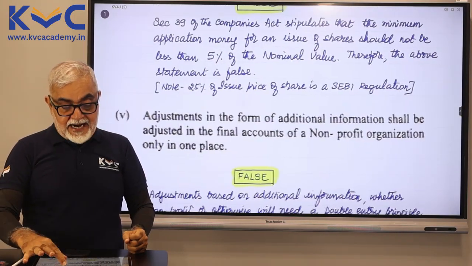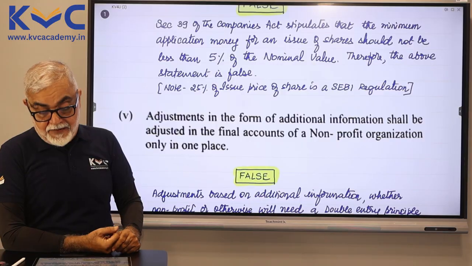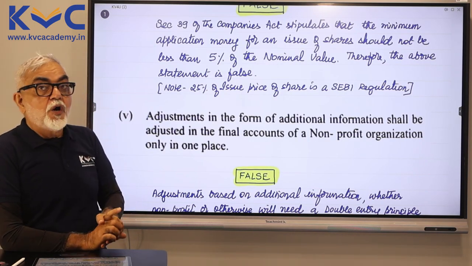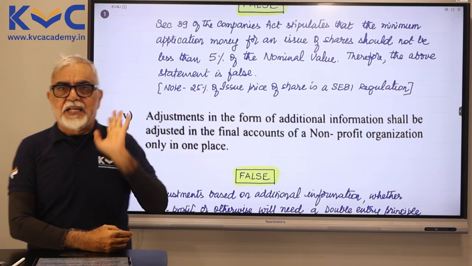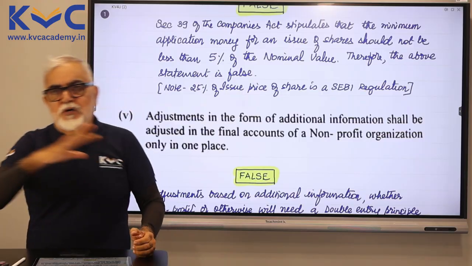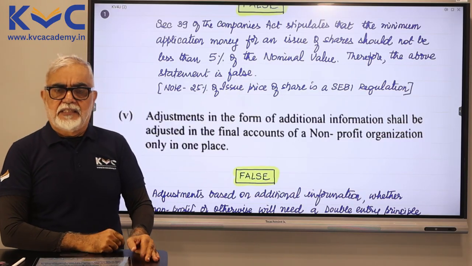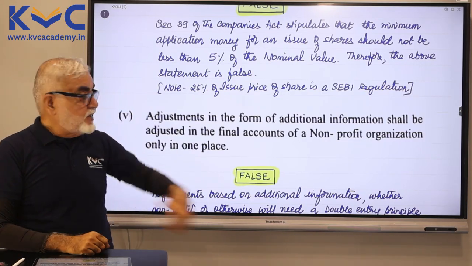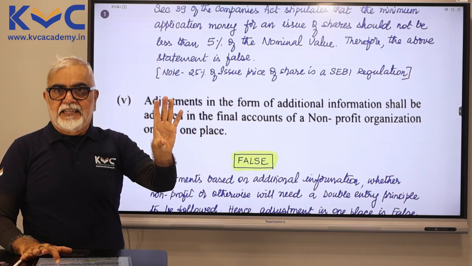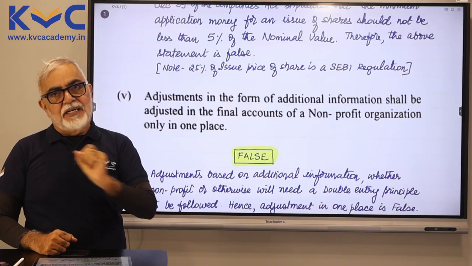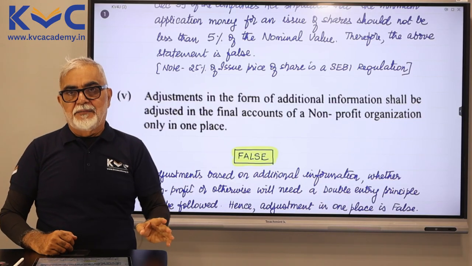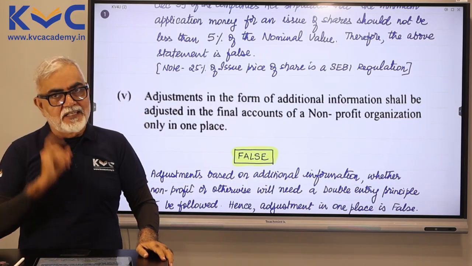Question 5. Adjustments in the form of an additional information shall be adjusted in the final accounts of an NPO only in one place. The rules of accounting, whether it is an NPO or not an NPO, is still double entry. It has to come in two places. Therefore, this again is false. What will you write? Statement being false, highlight the false and say any adjustment in the form of an additional information requires a recording of a transaction under double entry, so it will affect two places and not just one place.